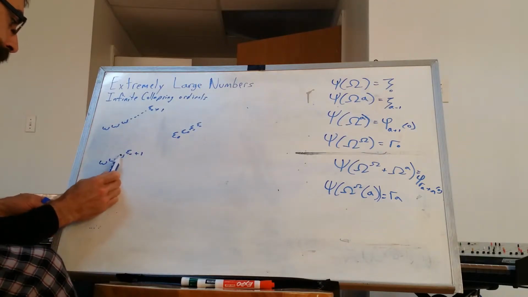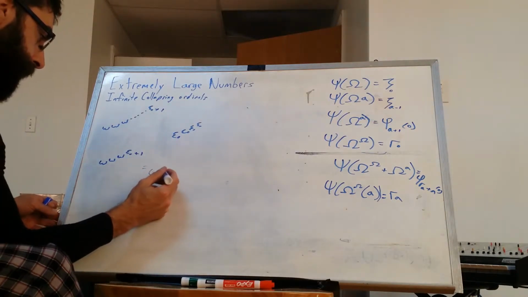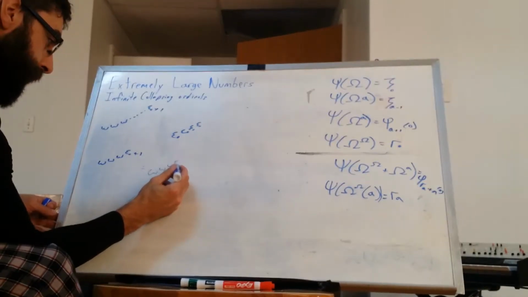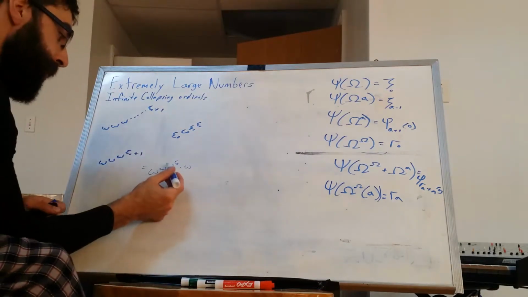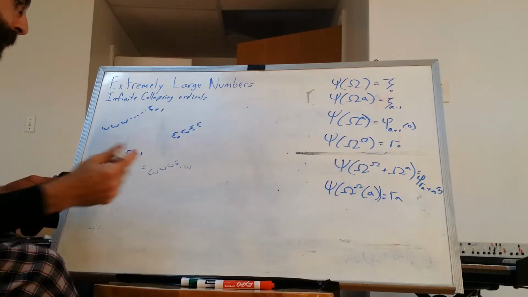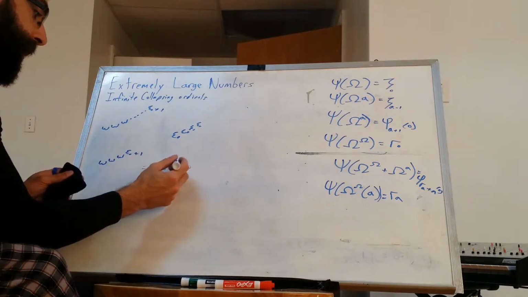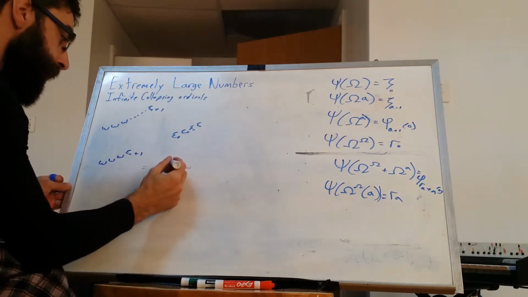We can take omega to the epsilon naught times omega. I'll try to write this out. Times omega. Well, now we have an omega to epsilon naught all by itself, which, as we know, because epsilon naught satisfies the equation omega to the a equals a, just collapses. So let's get rid of that. This just turns into epsilon naught.